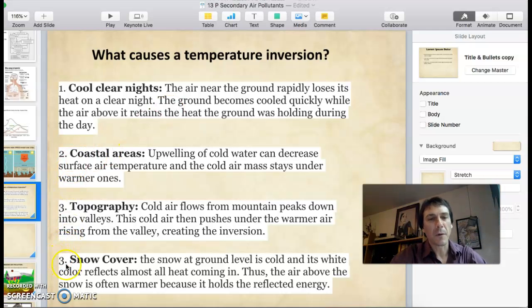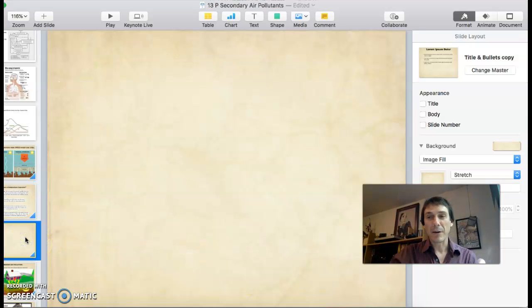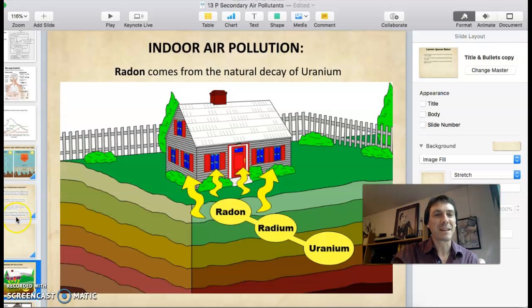And this should say number 4, snow cover. Because snow is cold, it's cold at the surface, and its white color reflects almost all the heat coming in. So the air above is absorbing some of that reflected heat, that high albedo reflecting the heat, and the heat being absorbed by the air, so it's warmer on top. Okay, you can tell I'm running out of steam here, so let's keep moving.